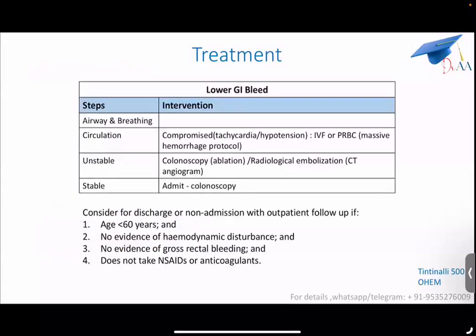What about the treatment of lower GI bleed? Again, we'll go according to airway, breathing, circulation. This too remains the same as we discussed previously. If the patient is unstable, you go directly ahead with colonoscopy and radiological embolization. You can do either colonoscopy or radiological embolization. For radiological embolization, you need to get a CT angiography done.